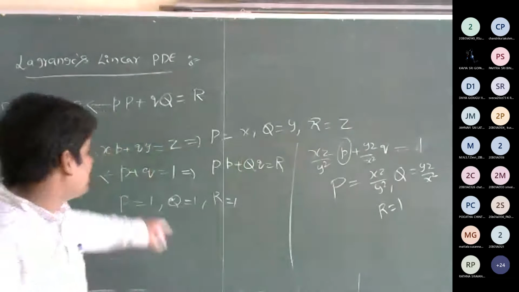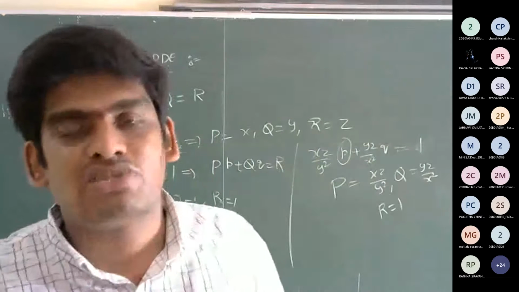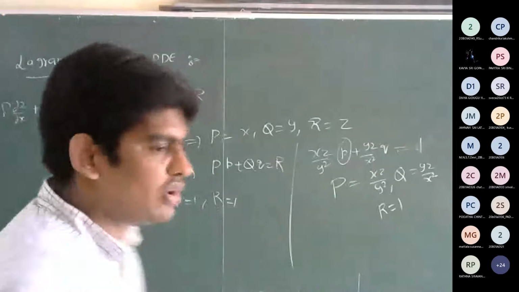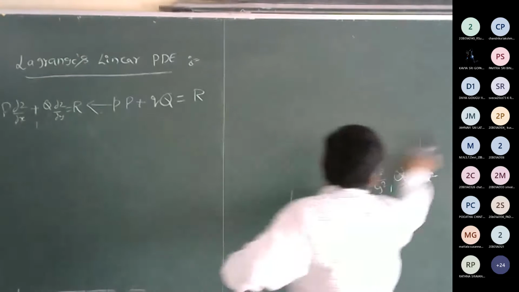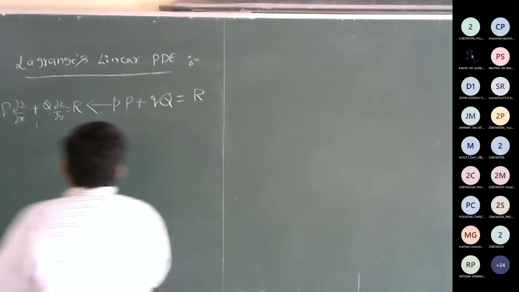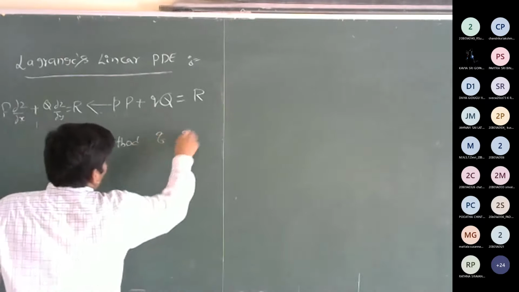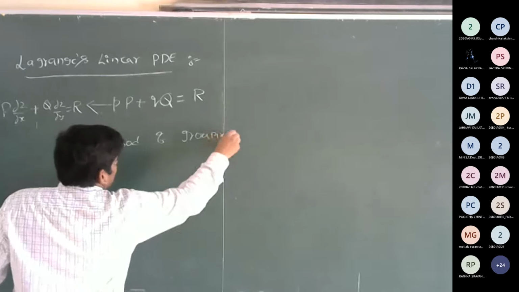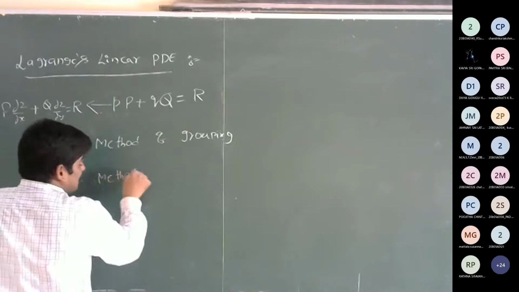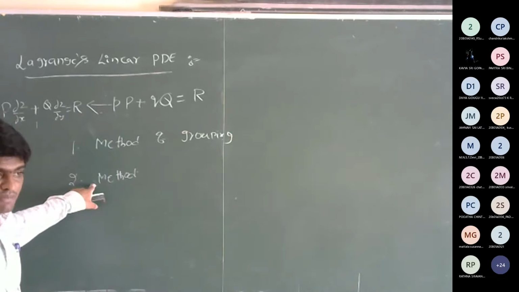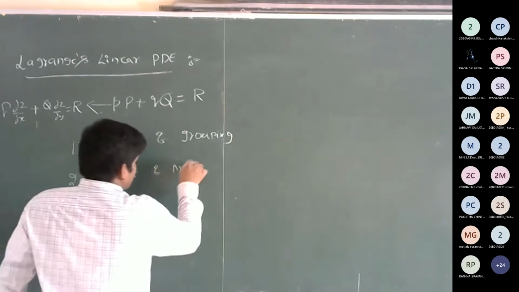So then after, how to solve it? The next question is how to solve the Lagrange's form of equation. So therefore we have two methods mainly. The first one is method of grouping. Next, the second one is method of multipliers. Listen carefully, definitely from the method of multipliers we have the 10 marks question.